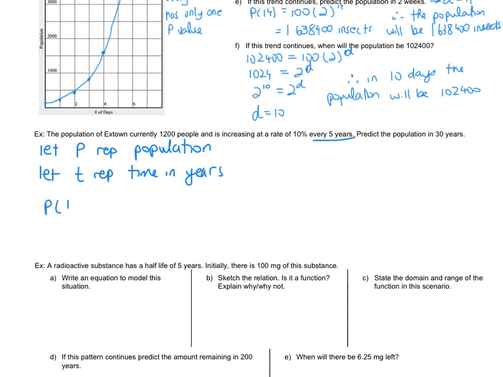So then we can have P at T equals, our initial is 1200. Our rate is growing by 10%, and 10% is 0.1. So if I add 0.1 to 1, then my base should be 1.1. And then it's going to be to the power of t over 5, because we have to show that that rate is being applied every 5 years. If we didn't put the over 5, then it would mean that it's 10% per year, which it is not. Now we can do our prediction, and we can put 30 in for time.